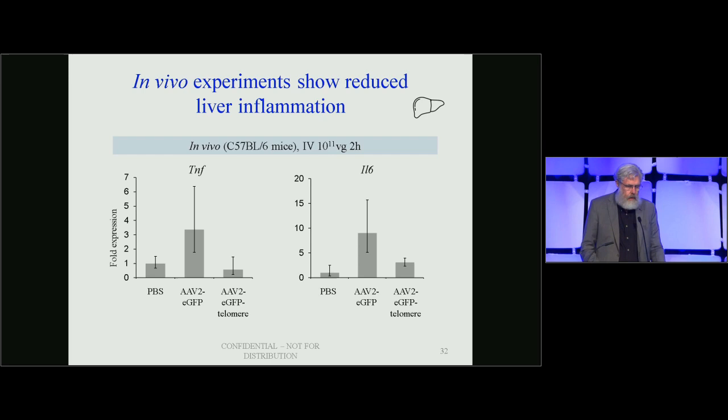That was in vitro. This is in vivo, with experiments showing similar results. Liver inflammation, again, on the far right is the effect of the telomere sequences, just three copies of the telomere sequence on either TNF or IL-6, relative to both the control and to the no telomere version of the vector.